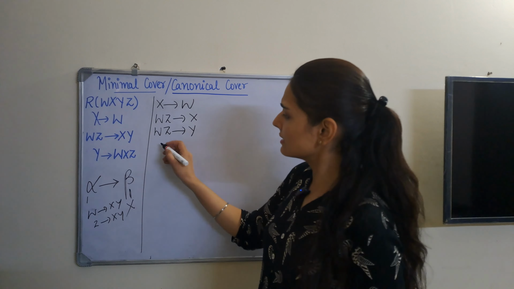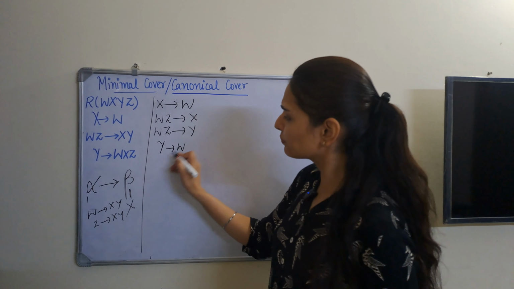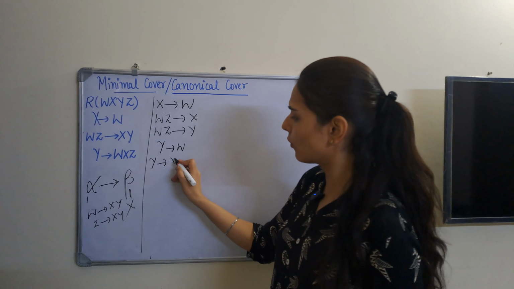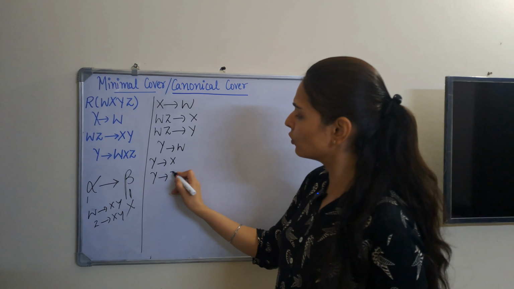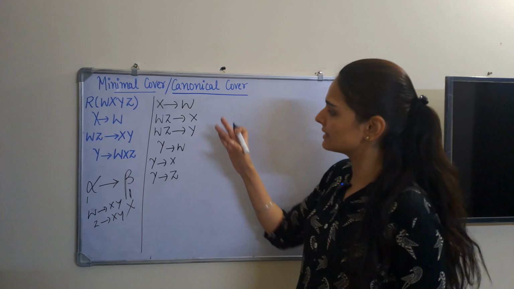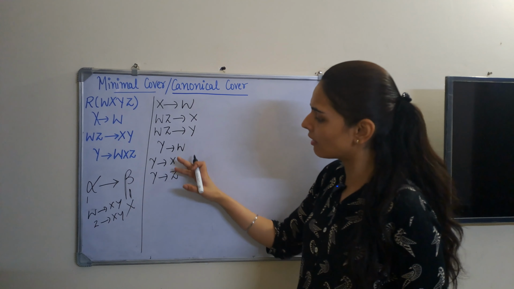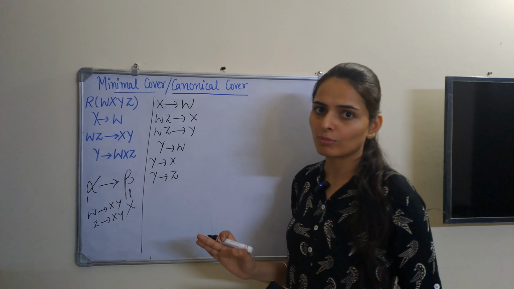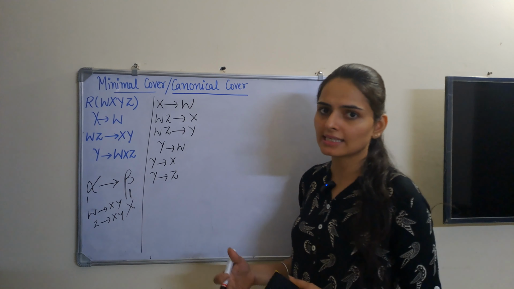Next we have Y to W, then Y to X, then Y to Z. By applying decomposition, we can see that on the right hand side we have come up with only a single attribute, and that will make our further task easy.